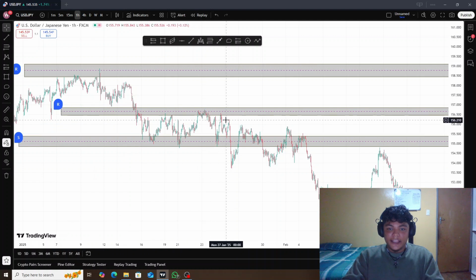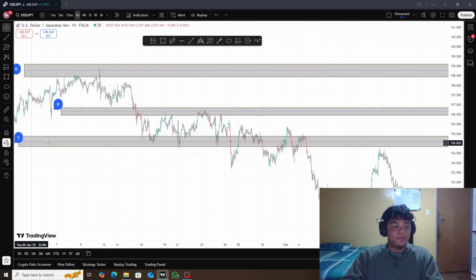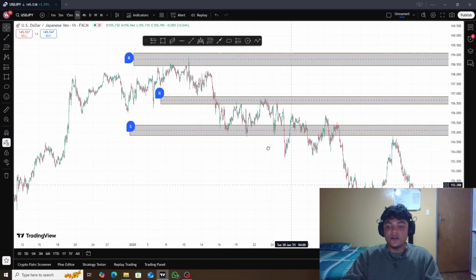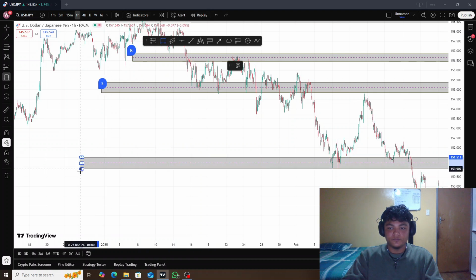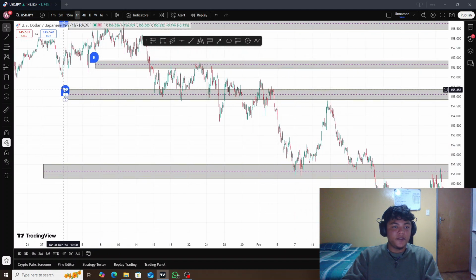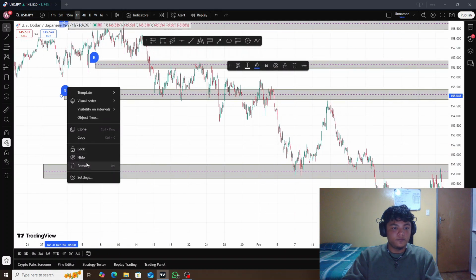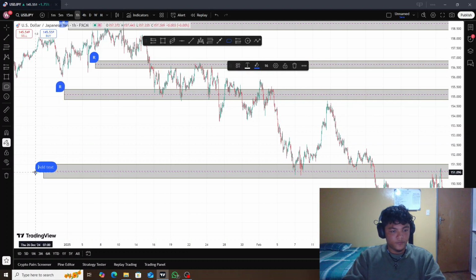Resistance pushed through the support level, then it went up to retest the support level, and then it got pushed down again. So because that happened, now we are working with two new zones. We are working with this one here. So now this won't be support anymore, it would become a resistance.